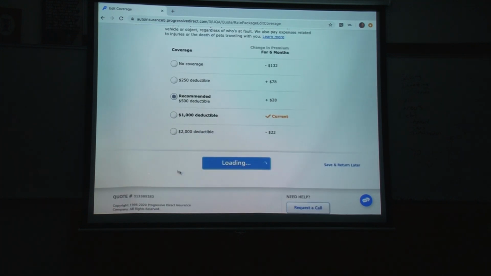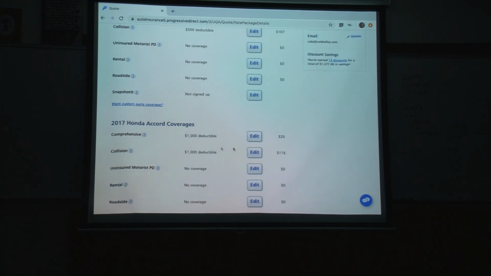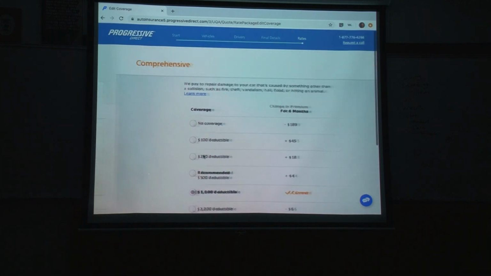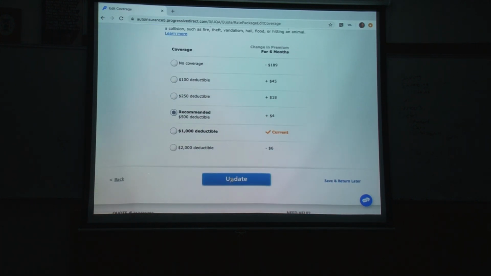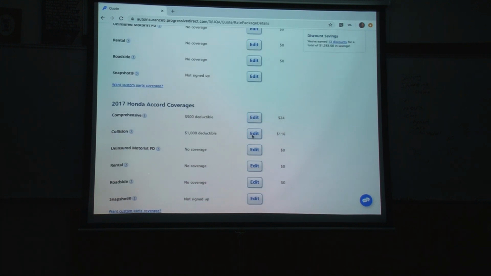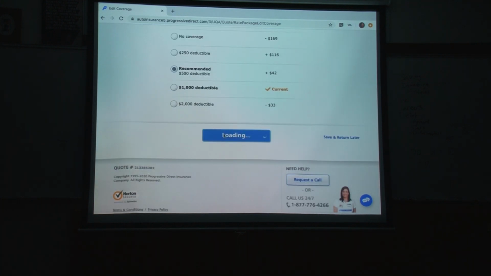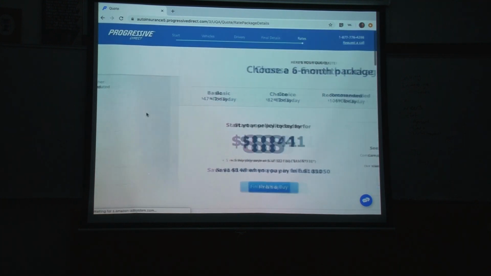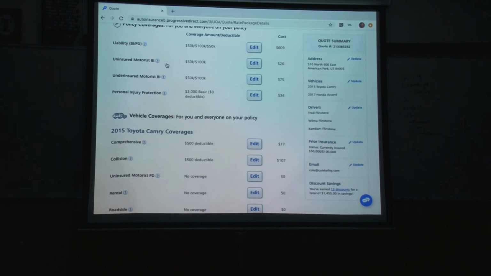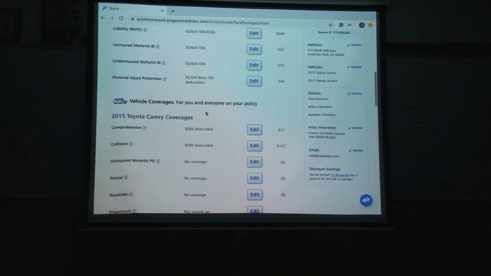Okay? And let's go down and change this deductible on this vehicle to 500. And let's change this one here to 500. All right, now we've got our deductibles the same as what they were on the other policy. So $5,150 was our coverage amounts there. And then we've had $500 deductibles on the vehicles for comprehensive and collision.